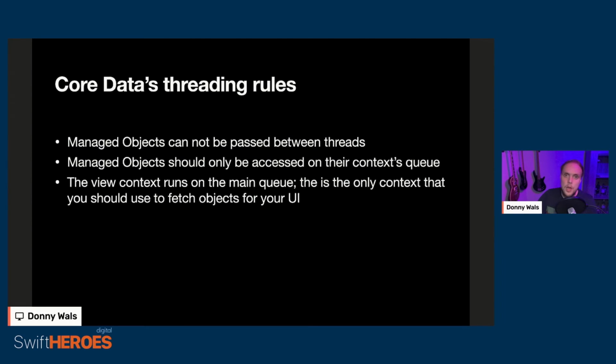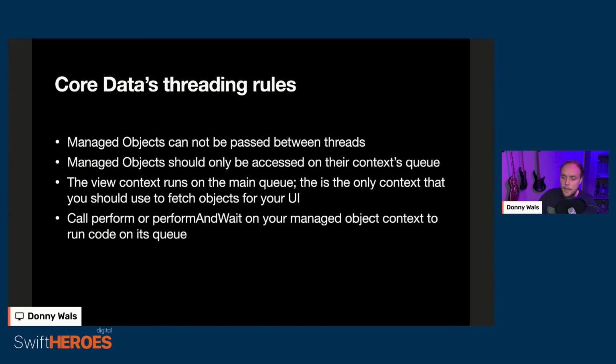In the example just now, I created a child context, and that's a child of the view context, so that also runs on the main queue. You'll see how I did that in a moment. And again, call perform or perform and wait on your managed object context to run code on its queue. This is the only way to make sure that if you are on any thread, your code runs on the correct thread for that specific managed object context, and it allows you to safely interact with managed objects loaded into that queue.